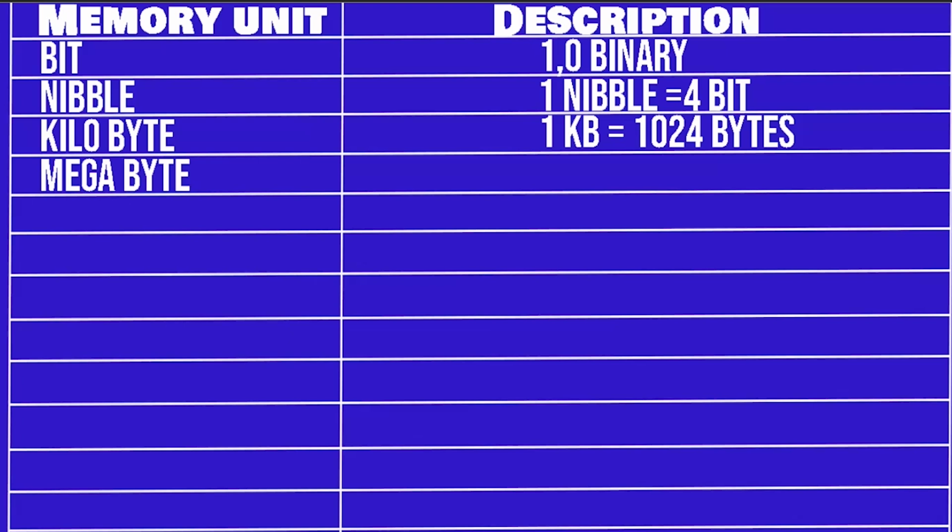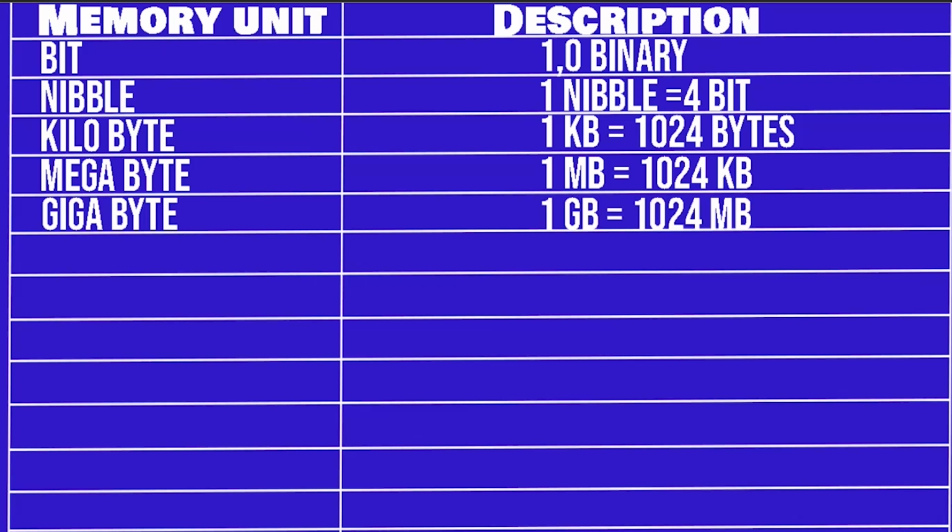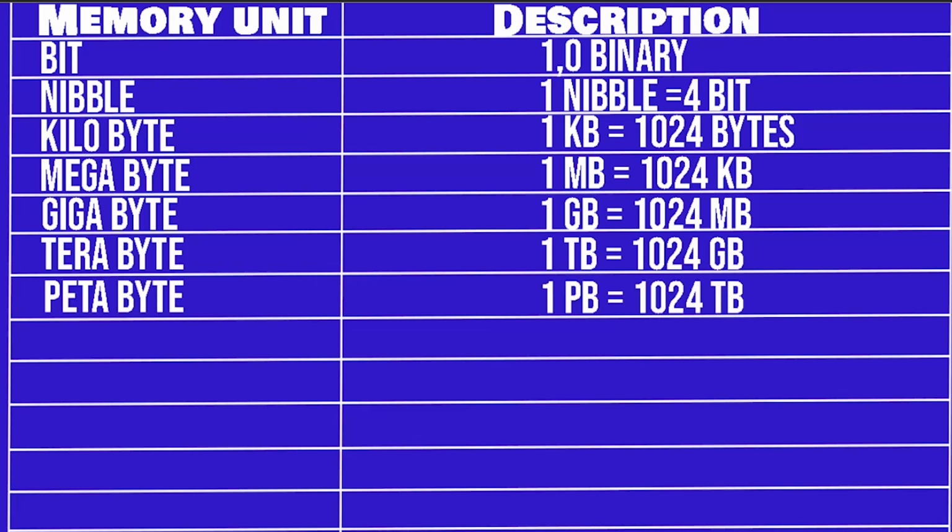Then megabyte. 1 megabyte is equal to 1024 kilobytes. Then gigabyte. 1 gigabyte is equal to 1024 megabytes. Then terabyte. 1 terabyte is equal to 1024 gigabytes. Then petabyte. 1 petabyte is equal to 1024 terabytes.